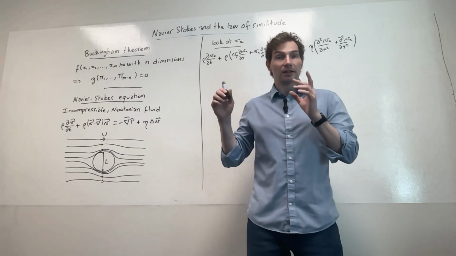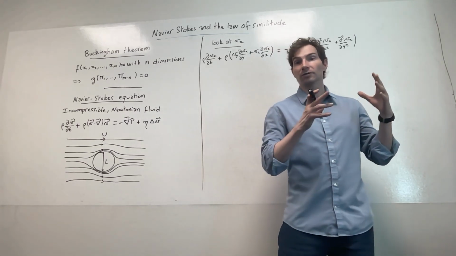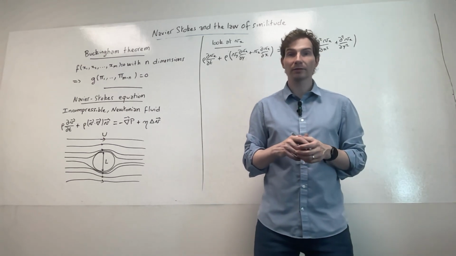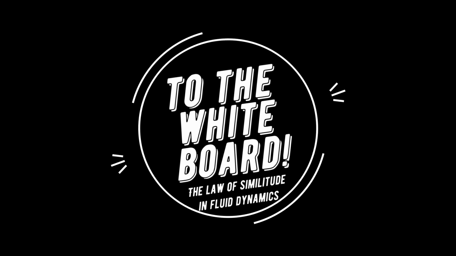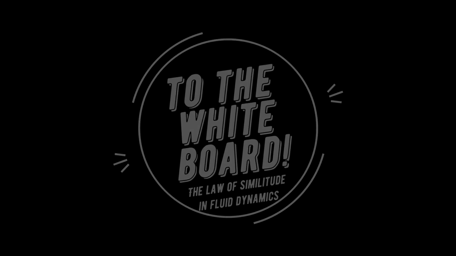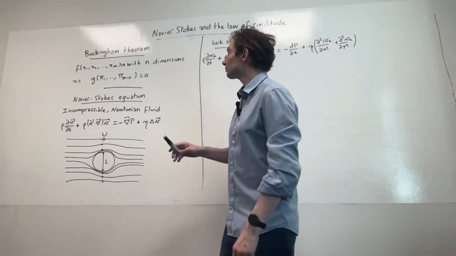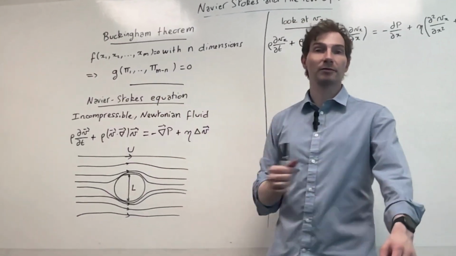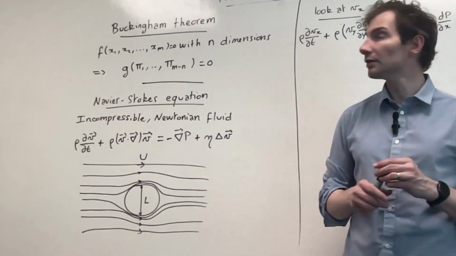And so this is what we are going to do today, and it involves the combination of the Buckingham pi theorem and the Navier-Stokes equations. Right, so let's put a bit of context here. Let's summarize this Buckingham pi theorem that we had discussed in some previous video.